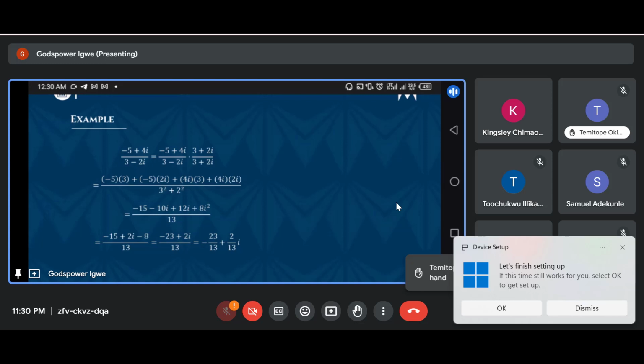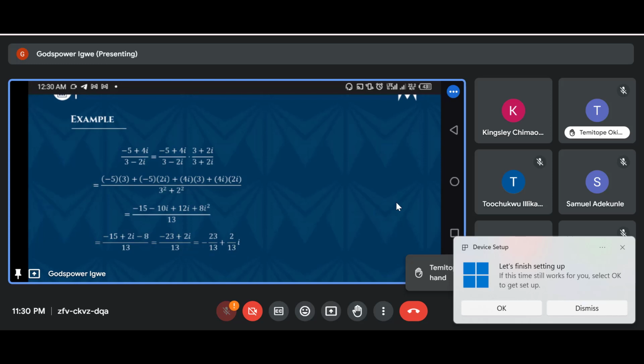So you can see that 4i and 2i, if you multiply them, when you expand this thing, you are going to have 8i squared and 8i. We know that i squared is minus 1, so that 8 times i squared is the same thing as 8 times minus 1. So it's going to be minus 8. You carry that 8 now, go to where 15 is. And that's why we are having minus 23 there.